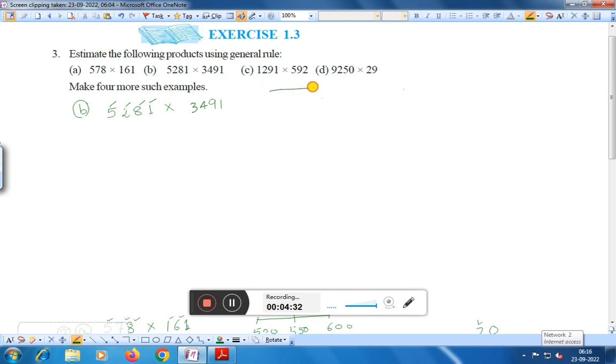Now you see, this number lies between 5000 and 6000, and the middle number is 5500. Now you see 5281 lies closer to 5000, or less than 5500, therefore it will be rounded to 5000.